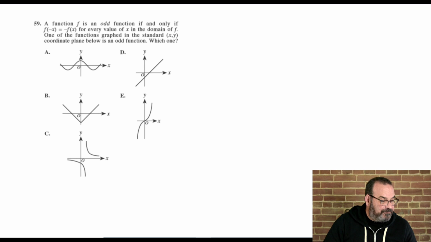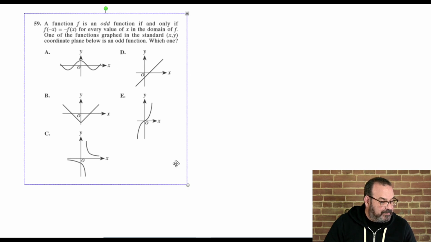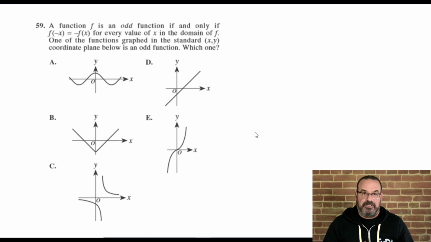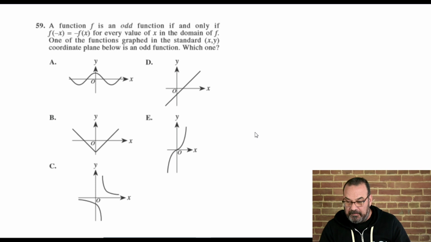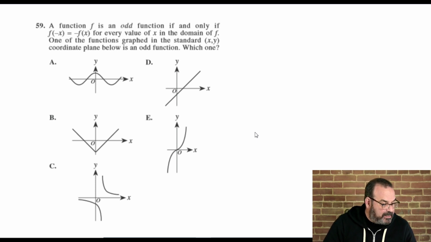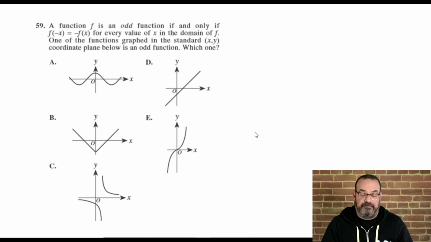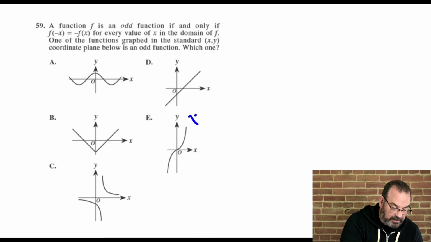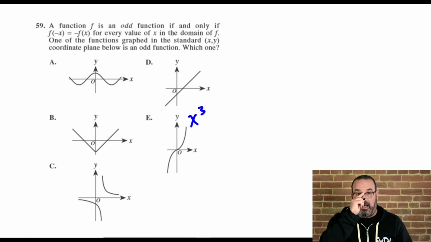All right, a function f is an odd function if and only if the function of negative x is equal to the negative of f of x for every value of x in the domain of f. One of the functions graphed in the standard xy coordinate plane is an odd function. Which one is it? The answer is E. This is a cubic function, or it's an odd function. It could be x to the 5th or x to the 7th.